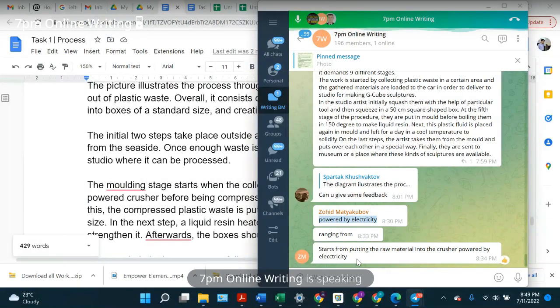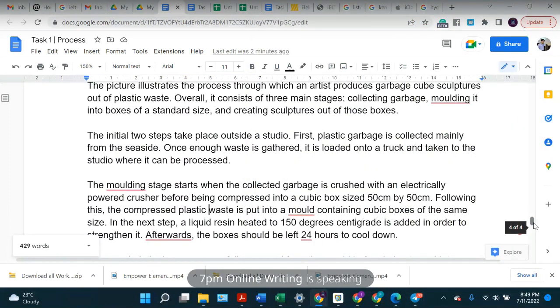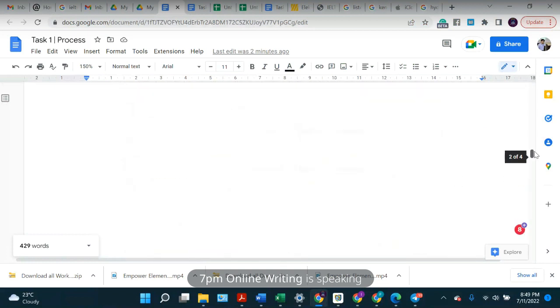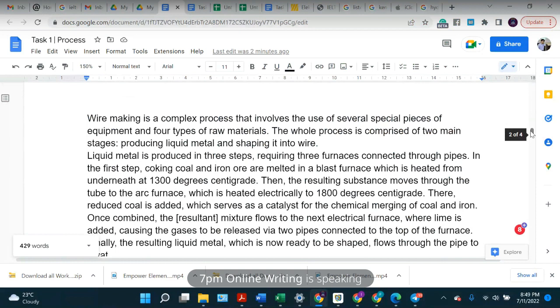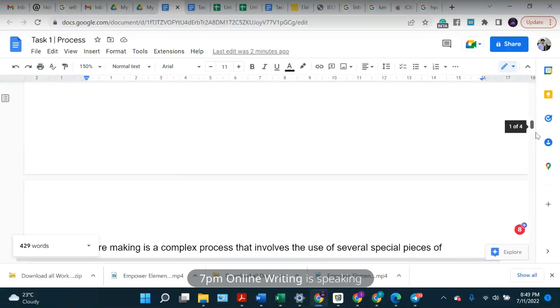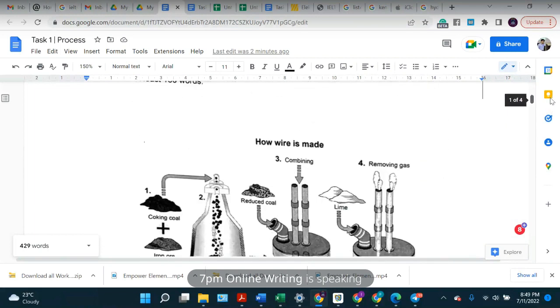Starts from putting the raw material into a crusher powered by electricity. Okay, so this goes way back. Yeah, I actually like both. I know, honestly, I cannot produce the same level of writing in the actual test. Well, I couldn't so far, but I'm not sure. Maybe in the exam, if I can get the same process, right?